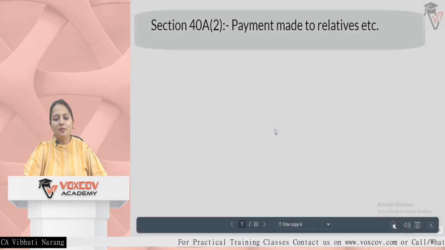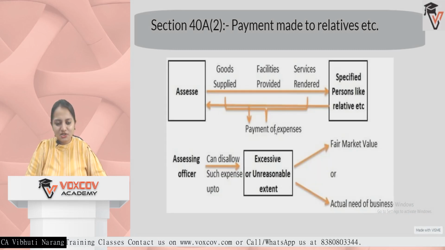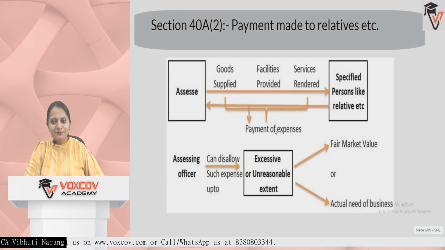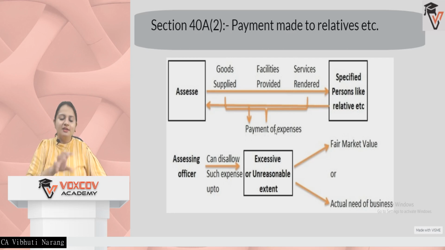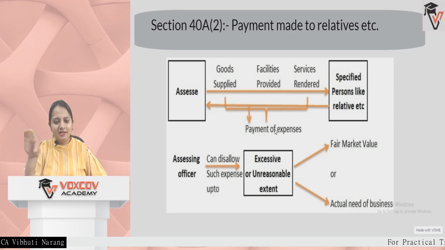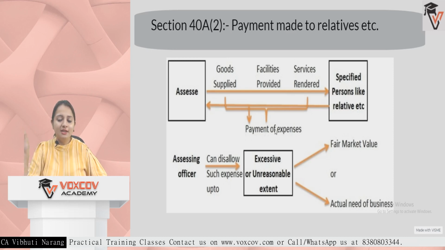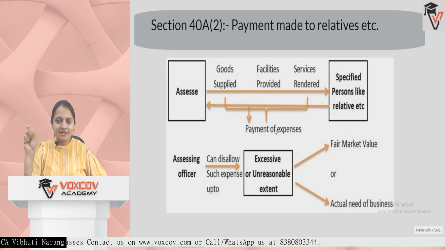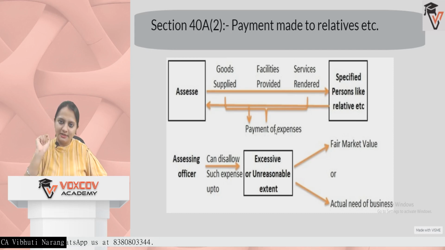Now we have another important section which is a payment made to relatives. What this section says is, suppose there is an assessee and there is a specified person. Now who is a specified person? He or she is a relative of the assessee. The assessee is giving any goods or providing any services or any facility which is being given to the specified person. The meaning of definition will be covered in the next slide. And in return, the assessee's relative is paying the amount of the expense to the assessee.